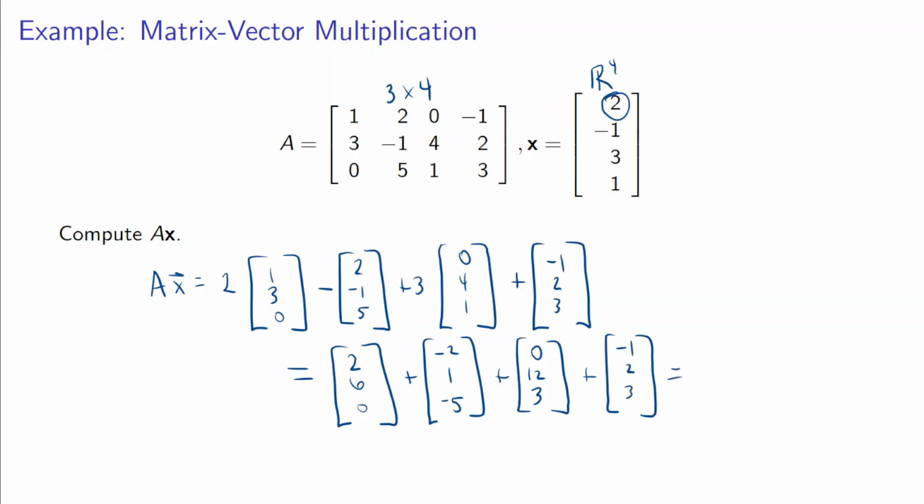So the result is, again, a vector in R3. 2 plus -2 is 0, plus 0 plus -1, so we get a -1 there. And then 6 plus 1 is 7, plus 12 is 19, plus 2 is 21. And then 0 minus 5 plus 3 is going to be -5 plus 6, so 1. So that is our result here.